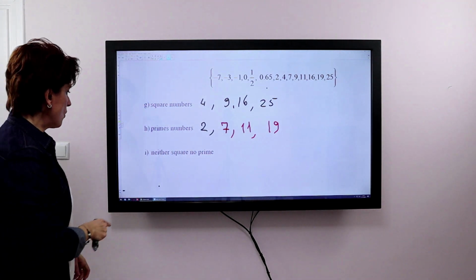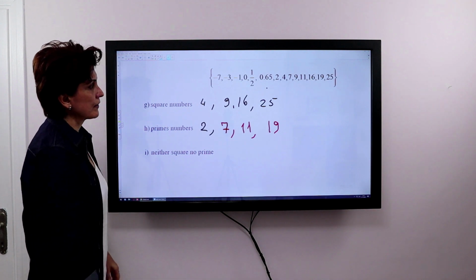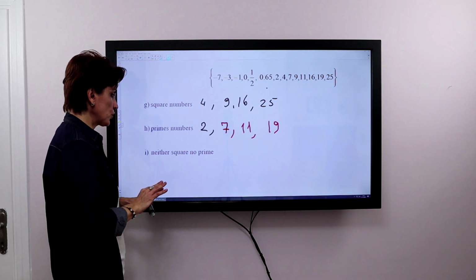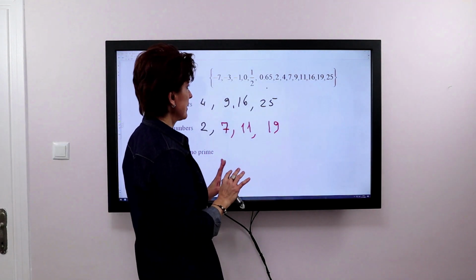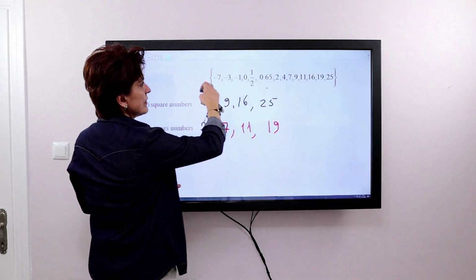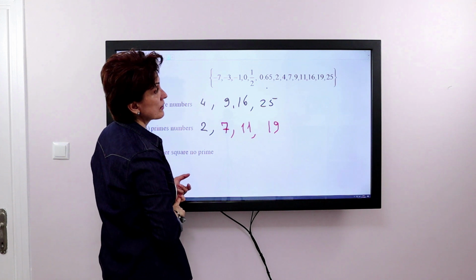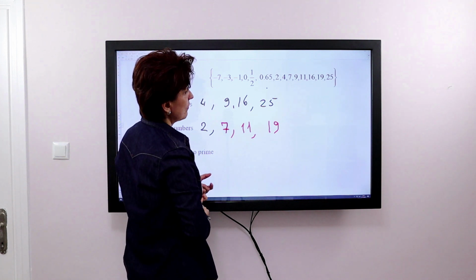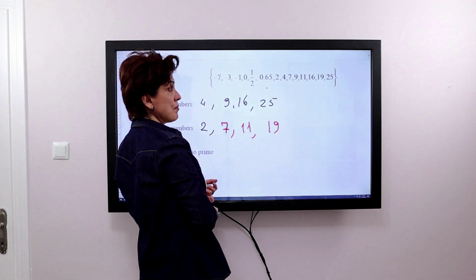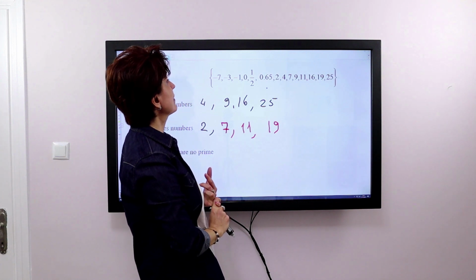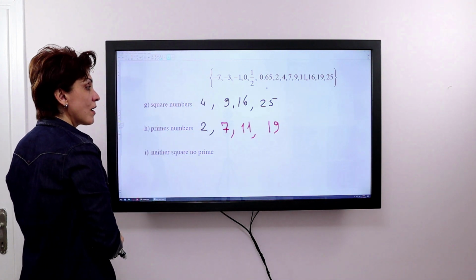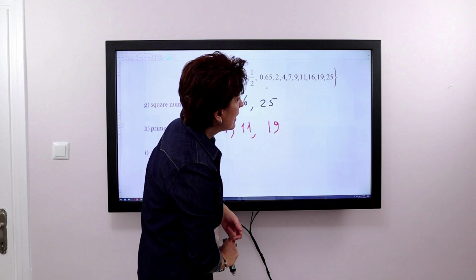Neither square nor prime. Let's check. We are not taking square and we are not taking prime. 2 is prime, for this reason we can't take it. 4 is square, we can't take. 7 is prime, we can't take. 9 is square, we can't take. 11 is prime, we can't take.